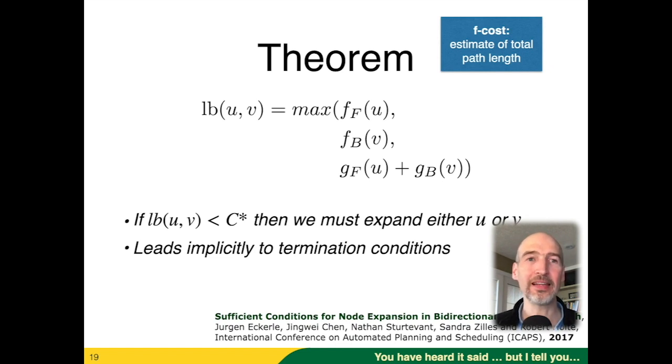And so the theory says that if we want our equivalent condition that we saw for unidirectional search, we now need to say if the lower bound of a path of UV is less than C star, then we must expand either U or V, but we don't have to expand both. And if we want termination conditions, which were actually mentioned in Rob Holte's 2010 paper as well, then implicitly, if I have a solution of some cost and all pairs of states with lower bound less than that cost have been expanded, then we know we can terminate the algorithm, and we've shown that we have the optimal solution.